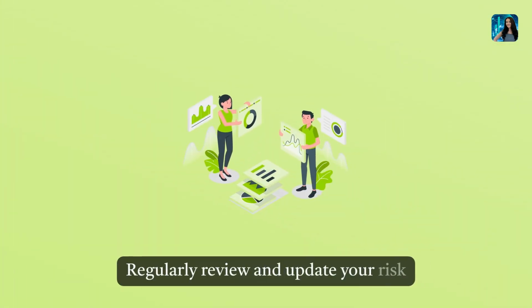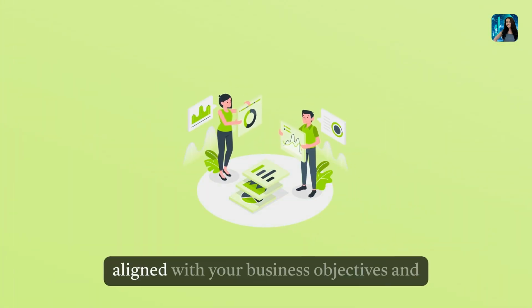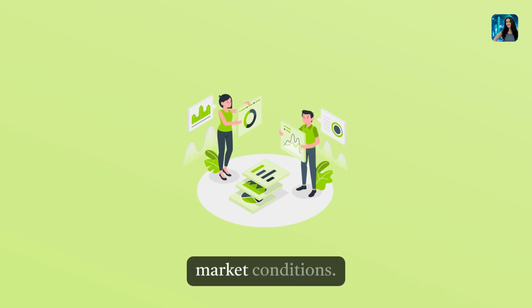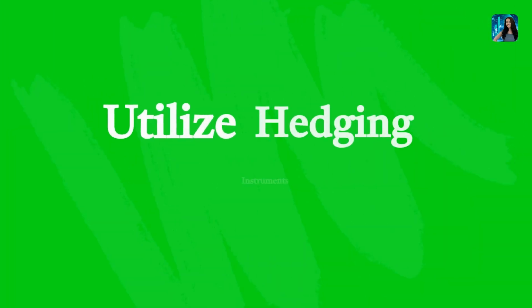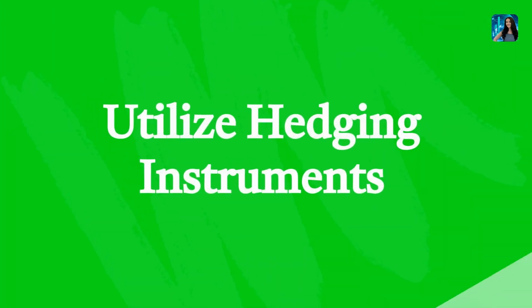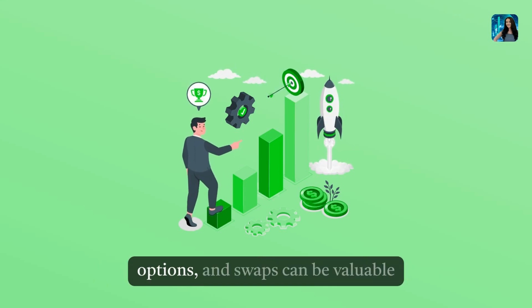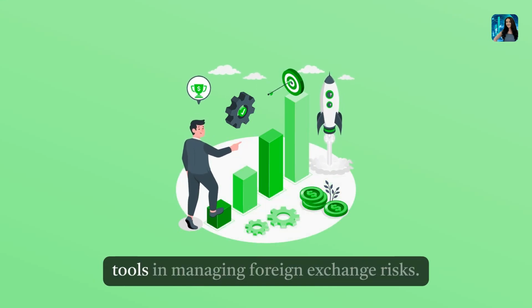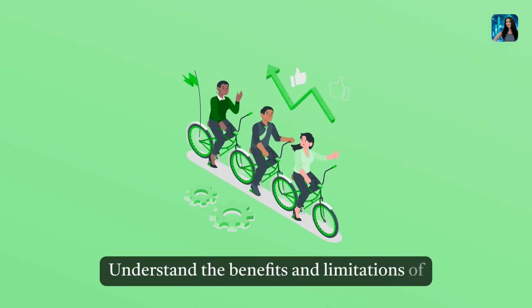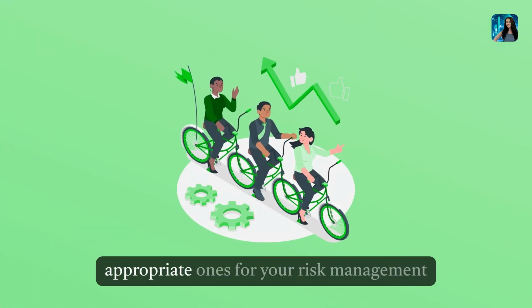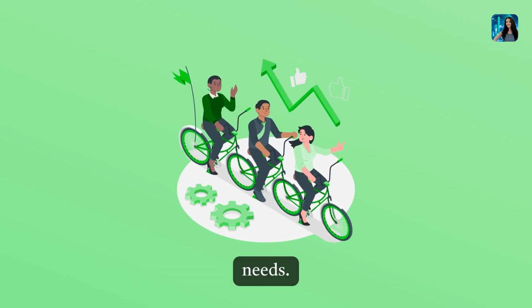Regularly review and update your risk management strategies to ensure they are aligned with your business objectives and market conditions. Utilize hedging instruments. Hedging instruments such as forward contracts, options, and swaps can be valuable tools in managing foreign exchange risks. Understand the benefits and limitations of each instrument and choose the most appropriate ones for your risk management needs.